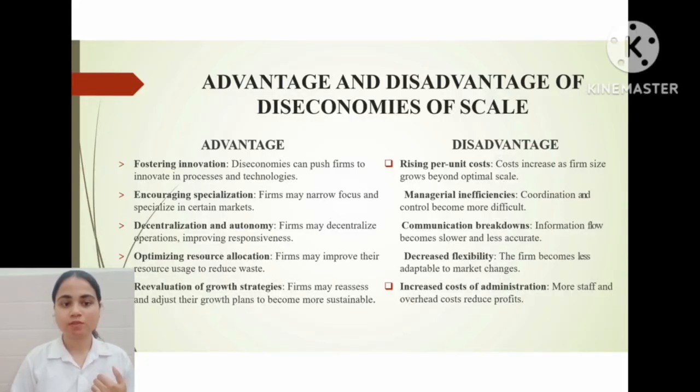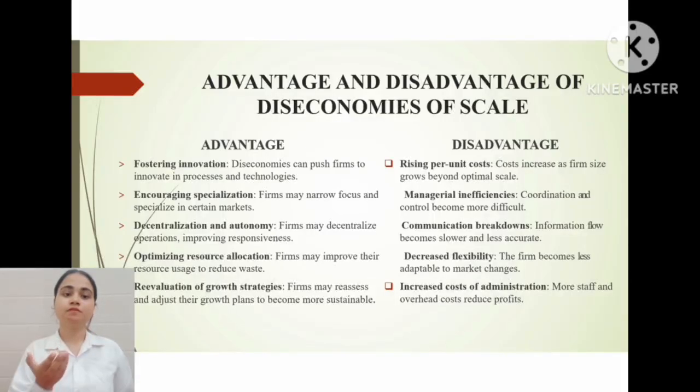The second one is encouraging specialization. Firms can take a narrow focus and specialize in certain markets. The third one is decentralization and autonomy. Firms may decentralize operations, improving responsiveness. And the fourth one is optimizing resource allocation. Firms may improve their resource usage and reduce waste. The fifth is reevaluation of growth strategies, where firms may reassess and adjust their growth plans to become more sustainable.